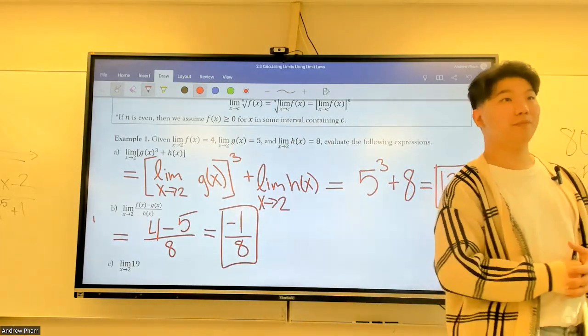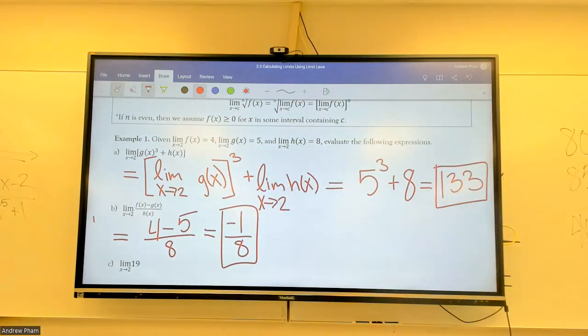And then we're done. So again, we're just applying these limit laws as we need. And again, notice here that I have no idea what f, g, and h actually are. I have no other information about that. All I know is what their limit as x goes to 2 is.